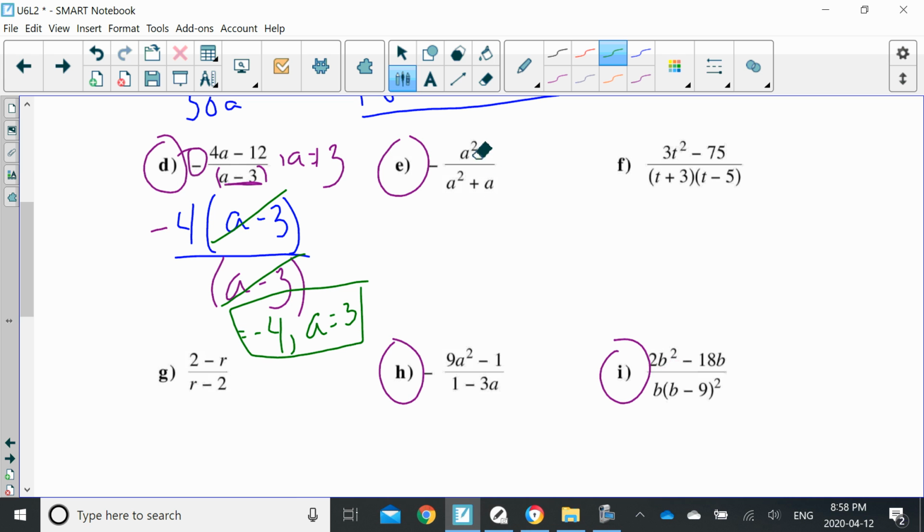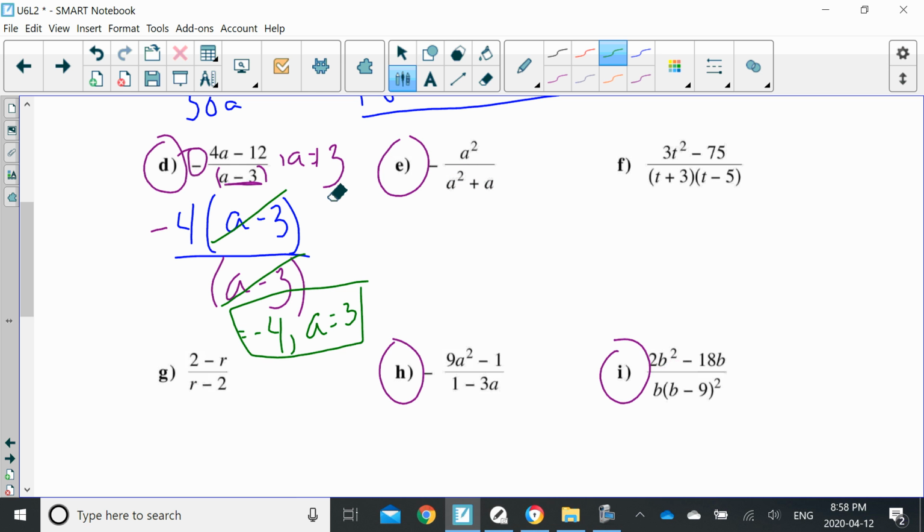Okay, let's look at this one. Nothing I could do in the numerator. What could you factor out of the denominator? So in all of these questions, you're factoring. And you're either factoring by GCF, by difference of squares, PSA 1 or PSA 2. That's it. So this would be a GCF.